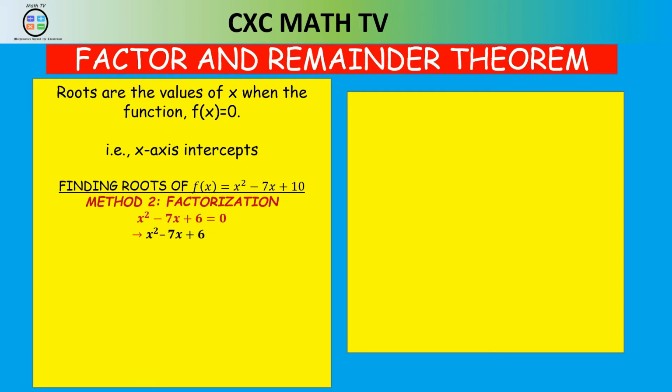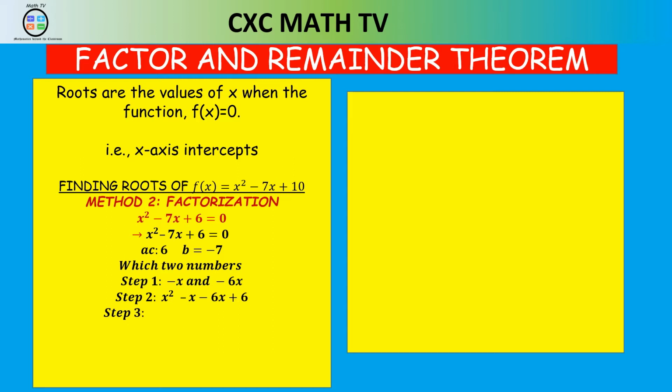So we have x² − 7x + 6 = 0. We ask ourselves which two numbers, when we multiply them we get 6, and when we add them we get −7. So we split the middle term −7x as −x − 6x. And then we factor out from x² − x, we factor out x, and we're left with x − 1. And from −6x + 6, we factor out −6, and we're left with x − 1. So the expression x² − 7x + 6 can be written as (x − 1)(x − 6).